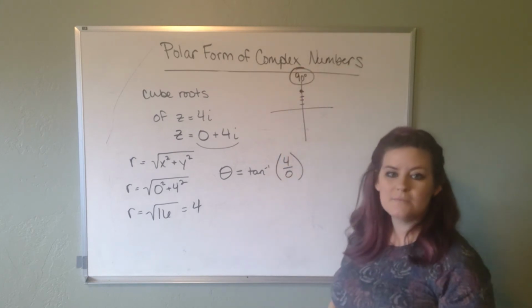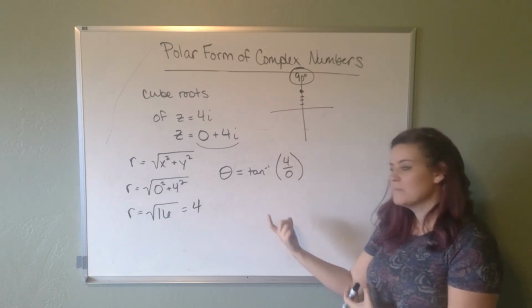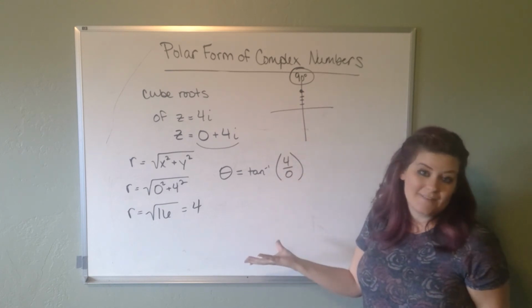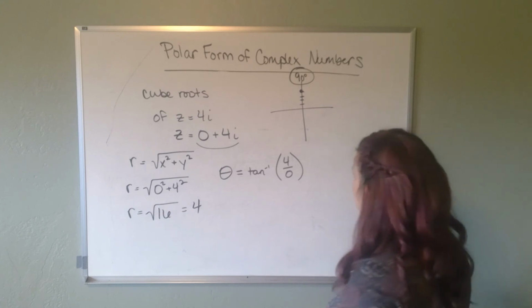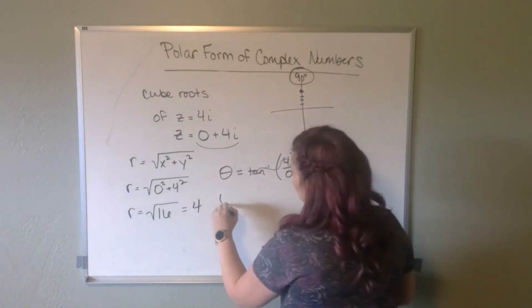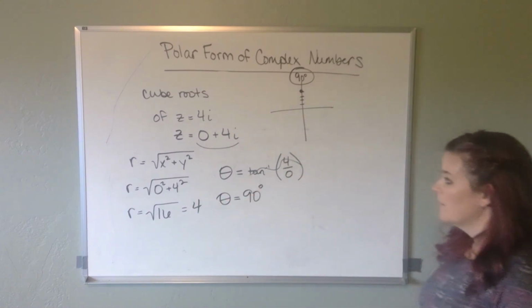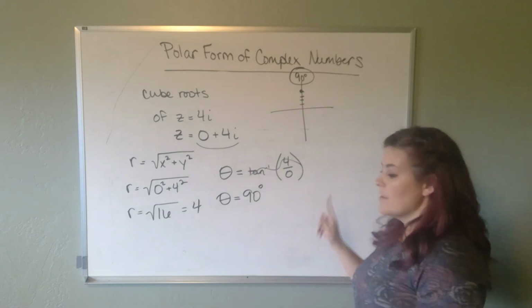Well, it's 90 degrees, right? We're looking at a 90-degree angle. That's why tangent broke down here, because the tangent of 90 is undefined. So theta is 90. This didn't really work out for us, but we found from a picture that theta is 90. Okay, r is 4. Theta is 90.